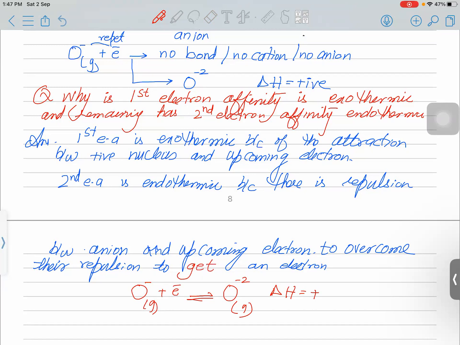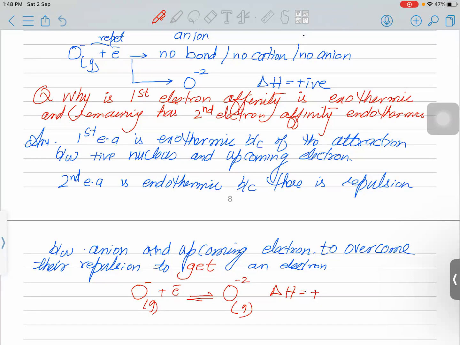Sir, so whenever you have attraction, it is exothermic, and whenever you have repulsion, it is endothermic. Beta, any question? No, sir.